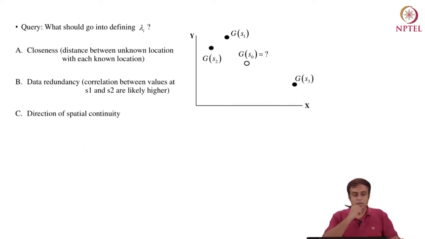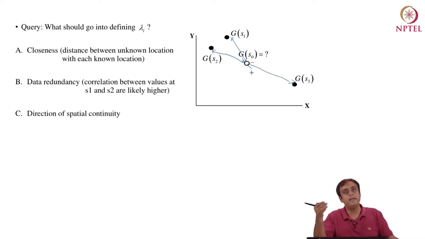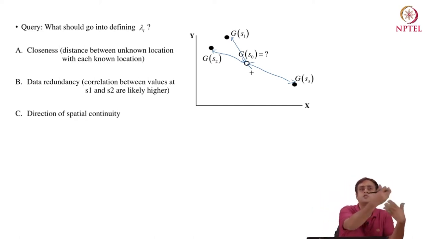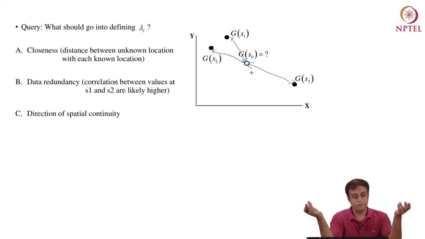So let's move forward. Now the basic query, like I said, is what should go into lambda i. The first thing was closeness. How close are S0 and S1 to each other? How close are S0 and S2 to each other? And how close are S0 and S3 to each other? Clearly S1 is the closest, quite similar, not so far apart is S2, and quite far apart is S3.